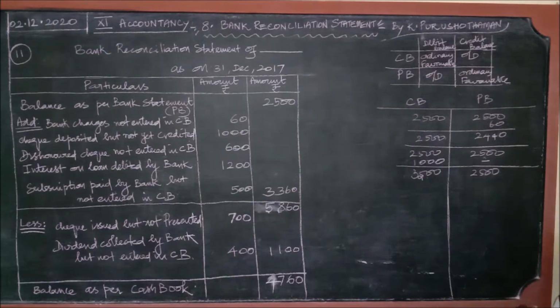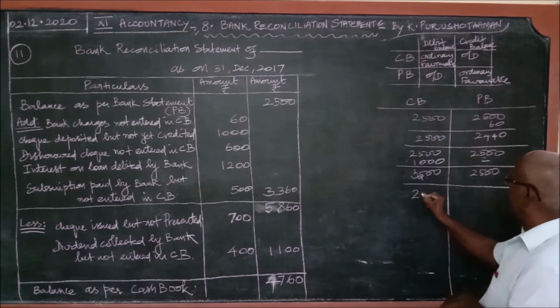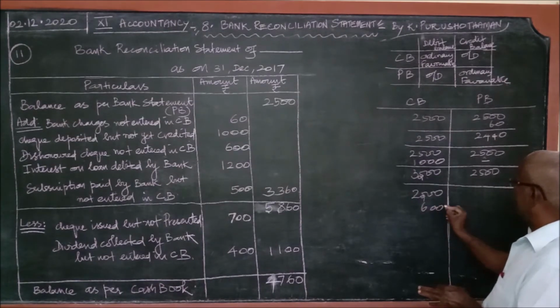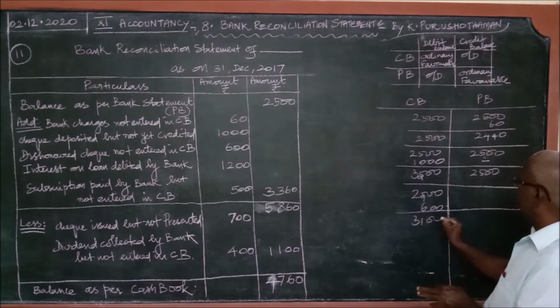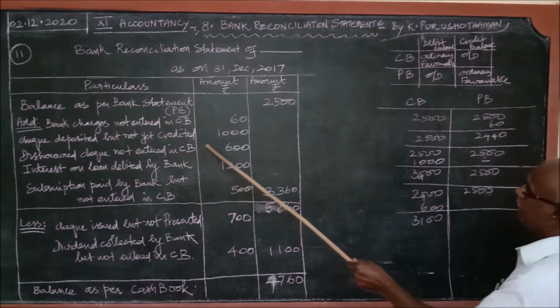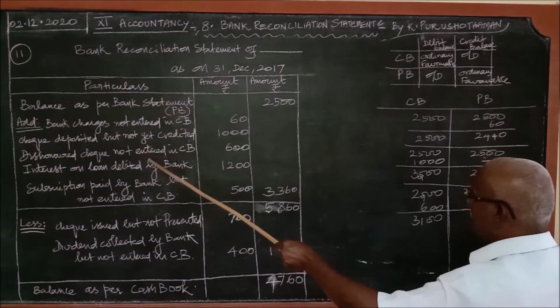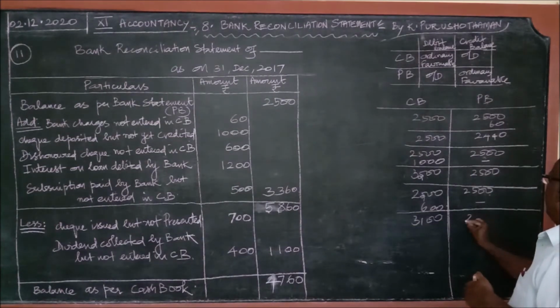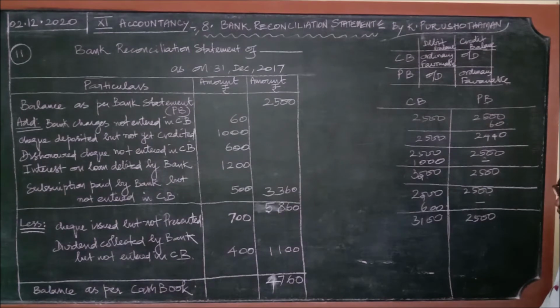Then dishonored check not entered in cash book. A check has been sent, for what amount? 600. Once it is sent to bank, this will be added to the 2,500, so it becomes 3,100 in cash book. But what about the passbook? It is dishonored. When it reaches the bank, it is verified and found no funds is available or because of some other reason the amount is not entered here, the amount is not collected. Therefore, this is 2,500 only. Therefore, in the passbook, the balance is lesser. The balance is less. Therefore, it should be increased. Therefore, it is added.